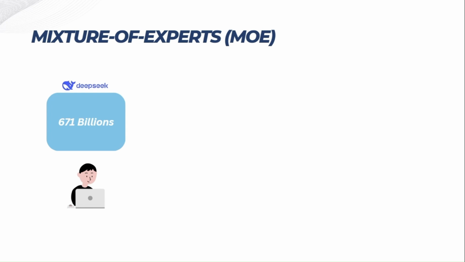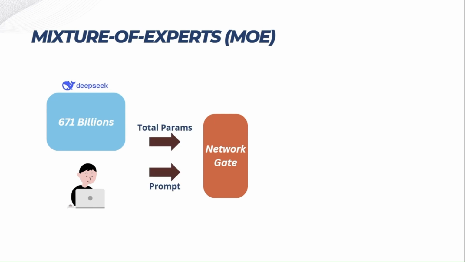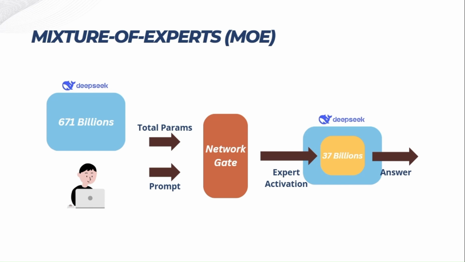So the mixture of experts architecture works exactly like this. Instead of using all the LLM parameters to provide an answer, an intermediary gate, also called the network gate, will determine based on the prompt which expert is the most qualified for this task, and it will activate only his parameters during the text generation. This ensures both efficiency and precision.